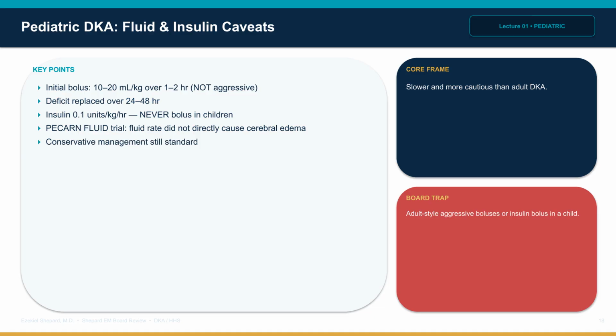Pediatric DKA management is conservative by nature because of their cerebral edema risk. Initial fluid bolus is 10 to 20 milliliters per kilogram of isotonic crystalloid over 1 to 2 hours, not the aggressive boluses used in adults. Subsequent fluids are calculated to replace the deficit over 24 to 48 hours, very slowly. Insulin is started at 0.1 units per kilogram per hour, but never with a bolus in children. Recent evidence from the PECARN fluid trial shows that the rate of fluid administration does not directly cause cerebral edema, but cautious management remains standard. Avoid rapid sodium changes. The board concept is that pediatric DKA is slower and more cautious than adult DKA.